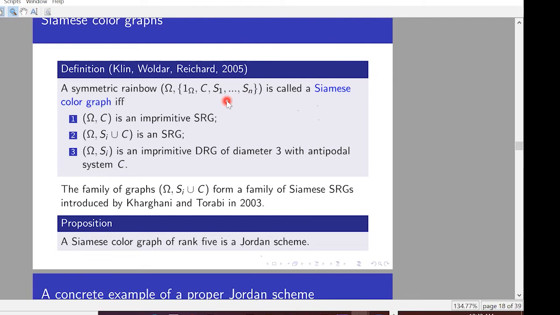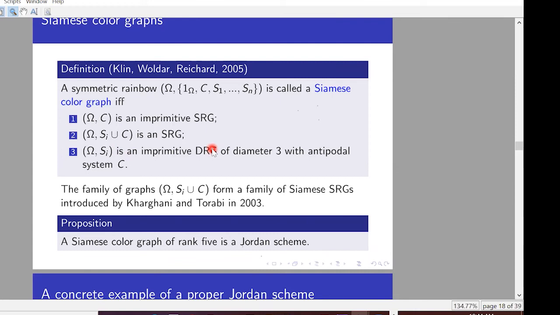But then, using computer search, they realized that there is another Siamese color graph, which is not isomorphic to the first one. So it has the same structure, the same parameters of this graph, but it's not isomorphic. And they did not check whether it comes from an association scheme or not, as far as I remember. And this was the first example of a proper Jordan scheme, but the authors did not realize that in 2005.